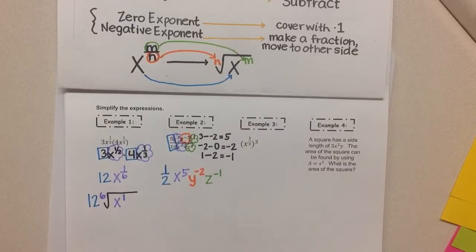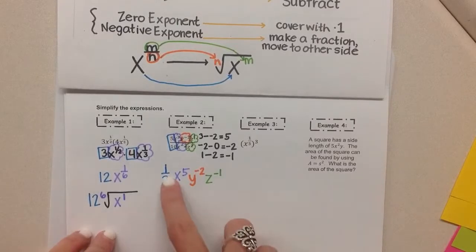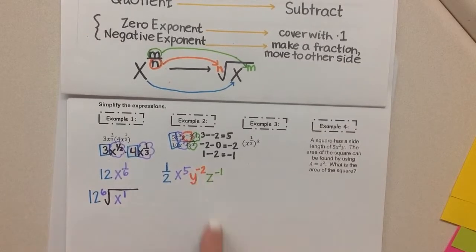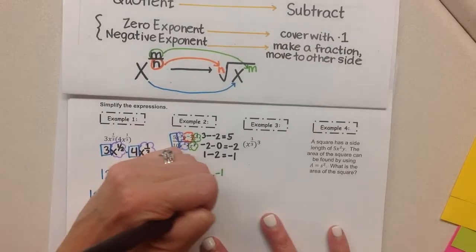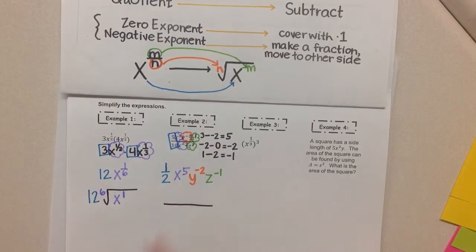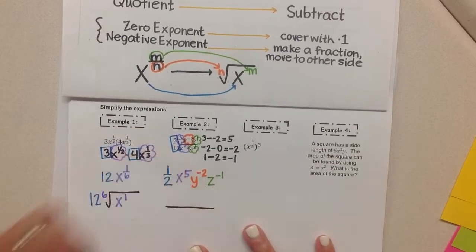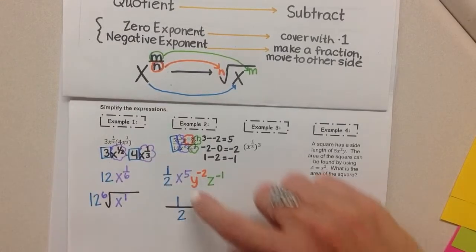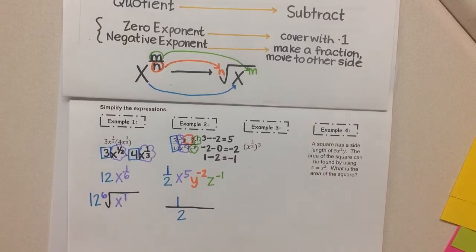Now I need to clean up for my final answer. So I want to check, do I have any 0 exponents? I do not. Do I have any negative exponents? Yes, I do. So what I want to do is I want to make a fraction. And now I need to start placing things in the numerator and the denominator. So I'm going to start with my number first because that's easiest. All right, so the 1 is going to stay in the numerator, and the 2 is going to move to the denominator because they have to stay where they are in that fraction.